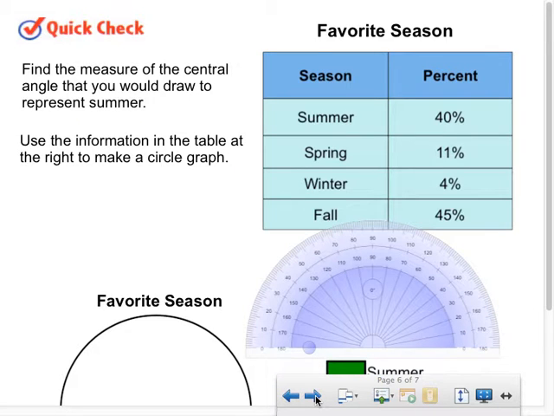Summer, spring, winter, and fall. These are the favorite seasons for some people. 40% of the people surveyed liked summer the most. 11% liked spring. 4% liked winter, and 45% liked fall. So can you use this to calculate the central angles so we can make our own circle graph?